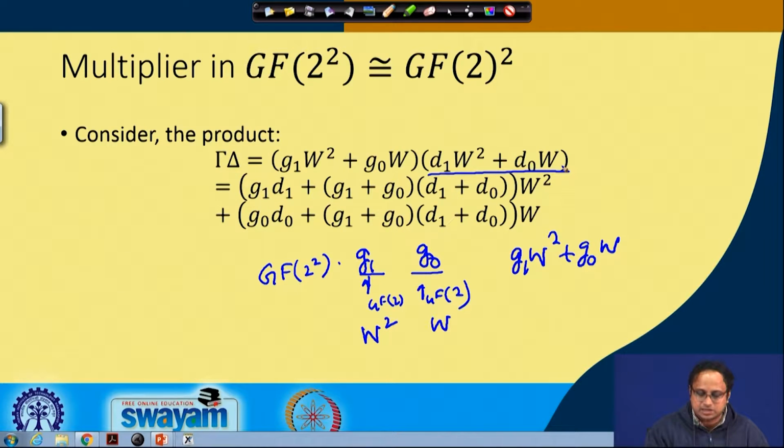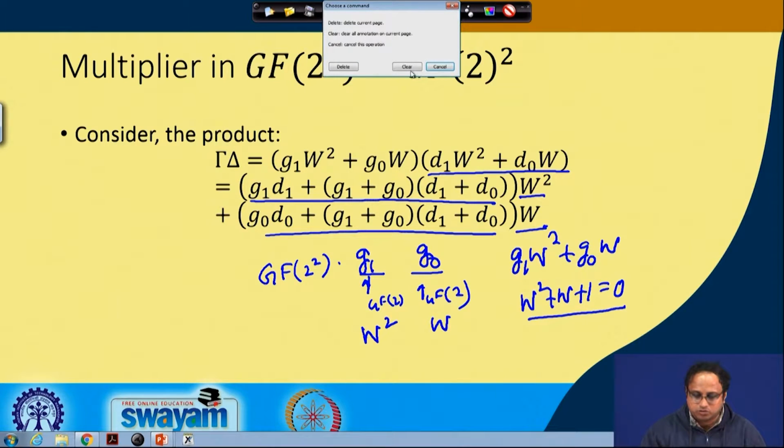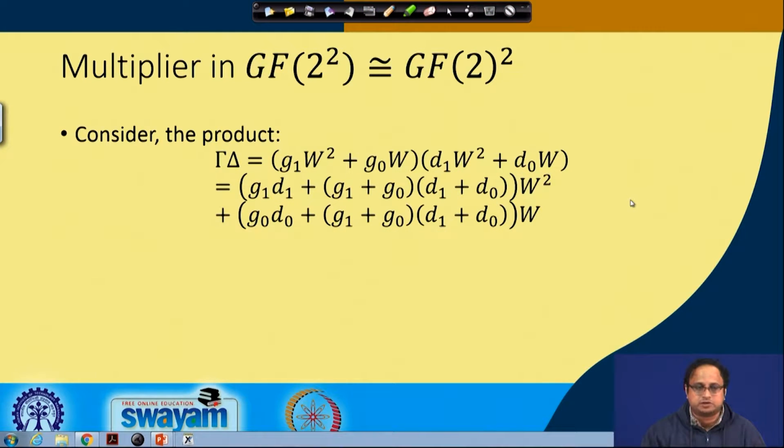When I multiply them, I get G1 D1 plus the other terms, just doing the individual multiplications. Note that I also have the equation W squared plus W plus 1 equals 0. I will use this as my tool for simplification and bring the result back in the original basis, that is omega squared and omega, with these corresponding output coefficients. I leave it to you as an exercise to work out the details of how to simplify and bring the result back into W squared and W. If you have understood this, we can continue and see how the next computations can be done.